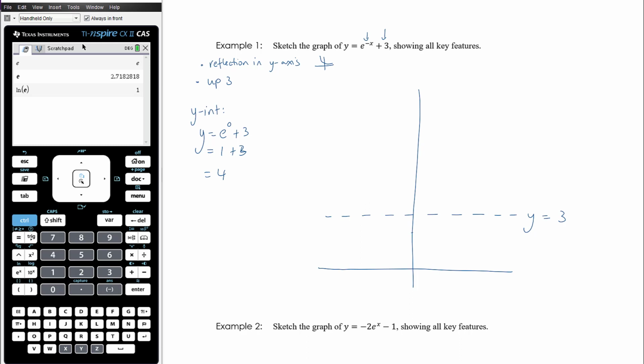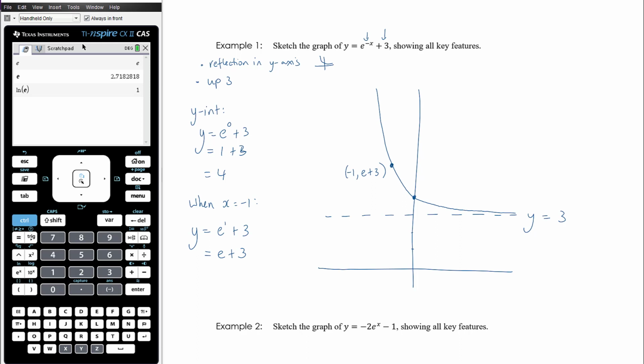So again, being consistent about my scale, that means 4 needs to be about there. I'm also going to need another point on the graph, so you might, for example, look at when x equals negative 1. When x equals negative 1, y will be e to the negative 1, so it's e to the 1 plus 3, so it'll just be e plus 3. So we'll simply mark that point in.